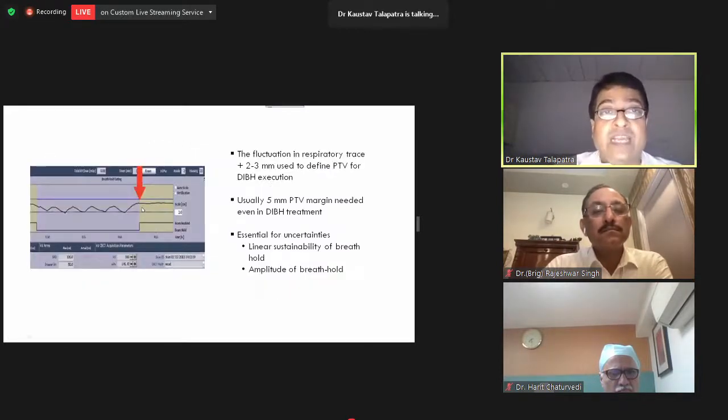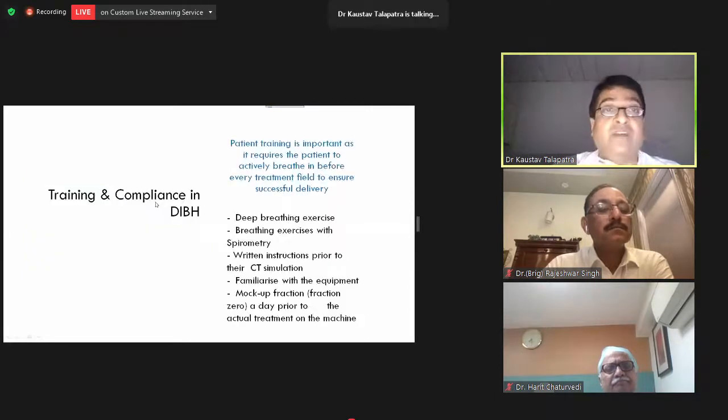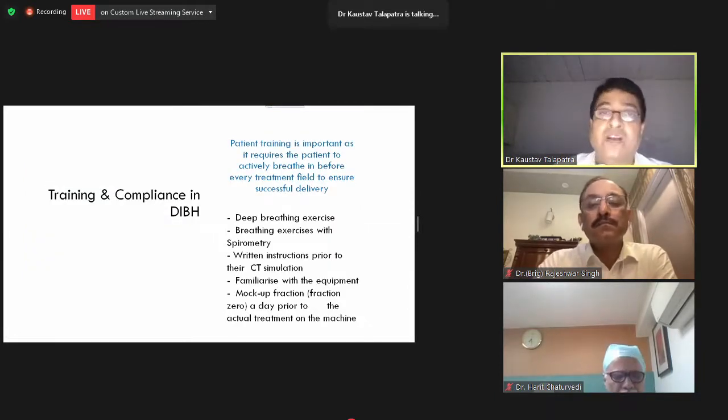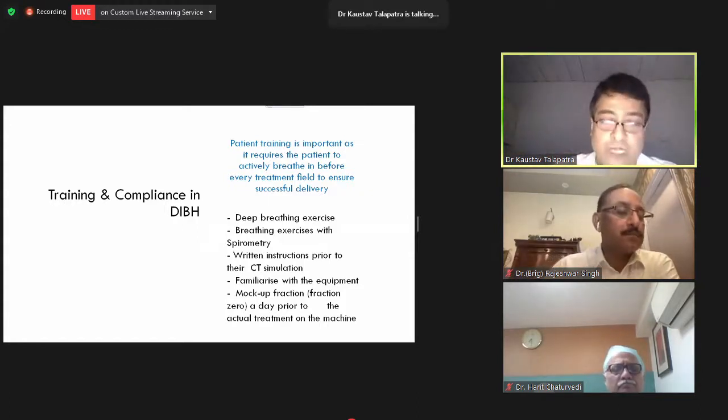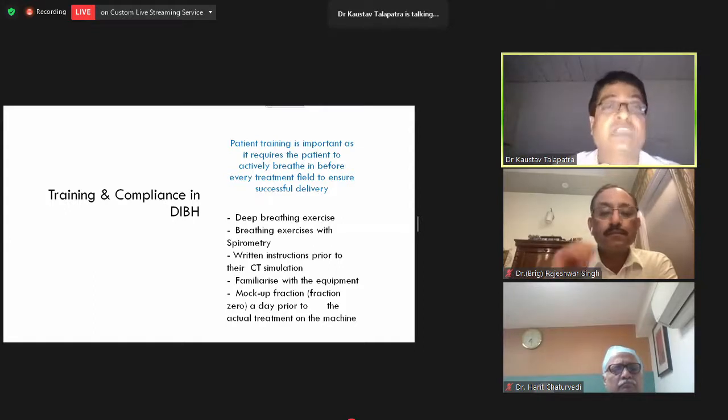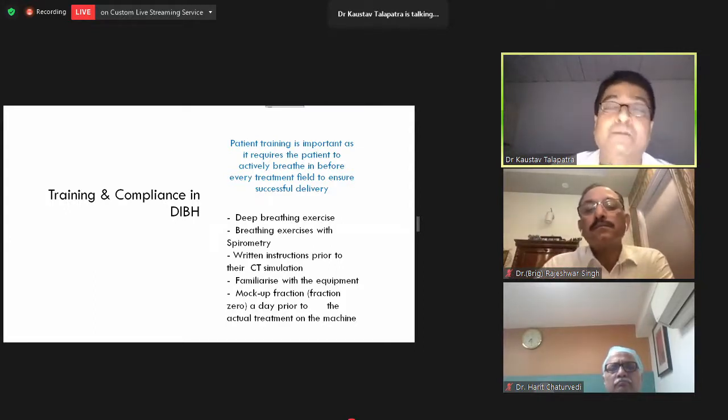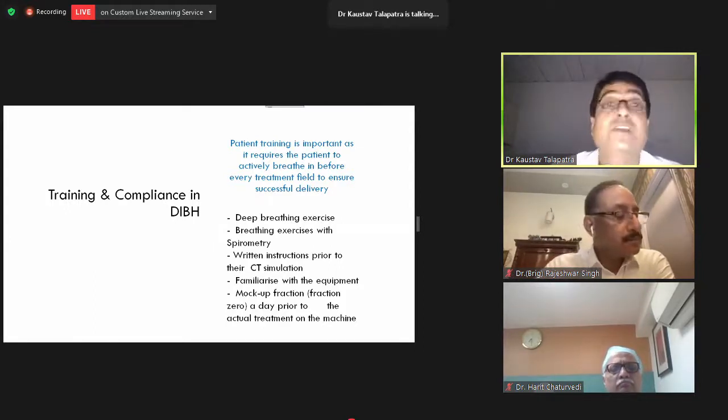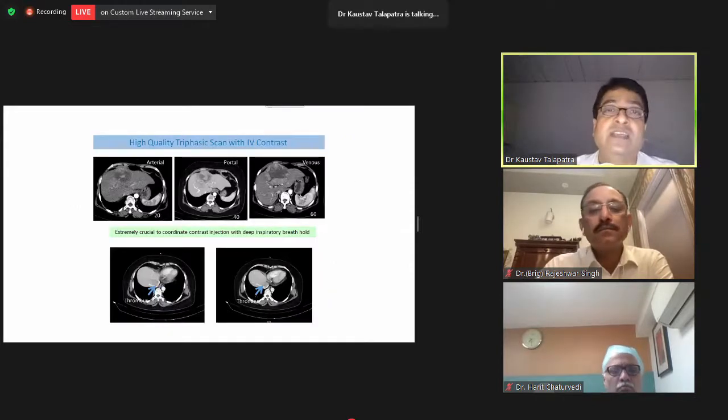This is how you gate. You ask the patient to breath hold. Gating is a breath hold technique in RPM systems, and you ask the patient to breath hold in one particular phase of respiration, and that is when your radiation beam is on. Otherwise, your radiation beam is off. For all these things, you require training and compliance in breathing techniques, deep inspiratory breath hold, the respiratory positioning management system. Training the patient is very important. Start coaching the patient 3 days prior to starting the SBRT.